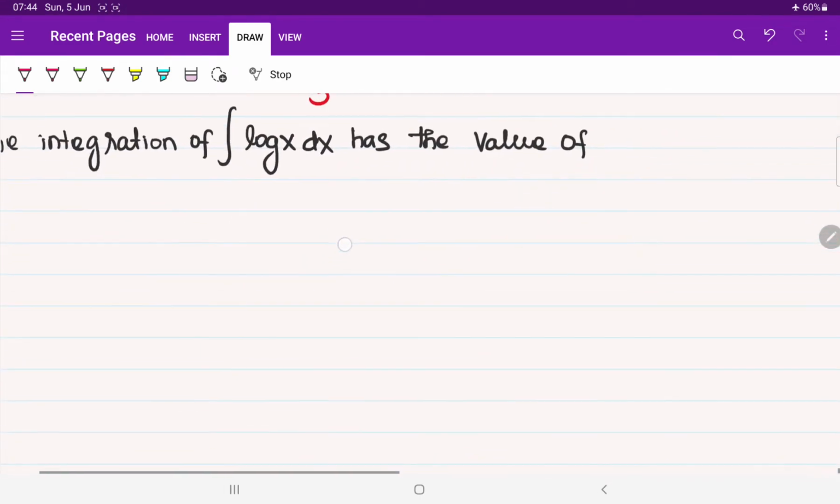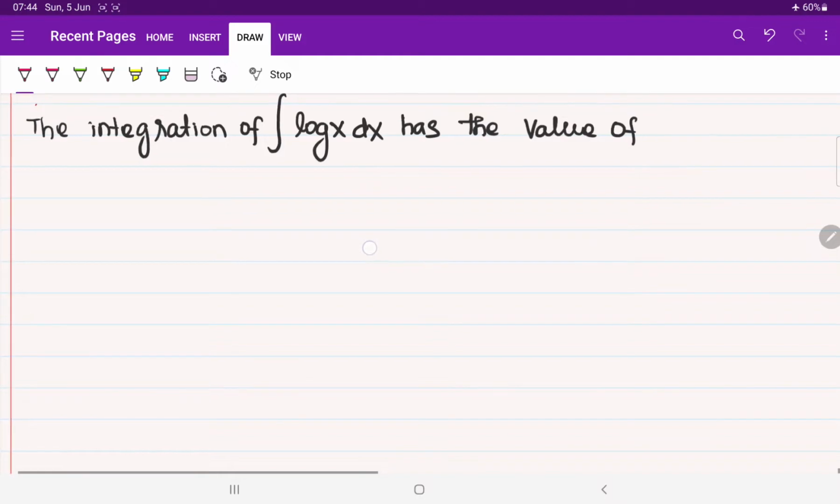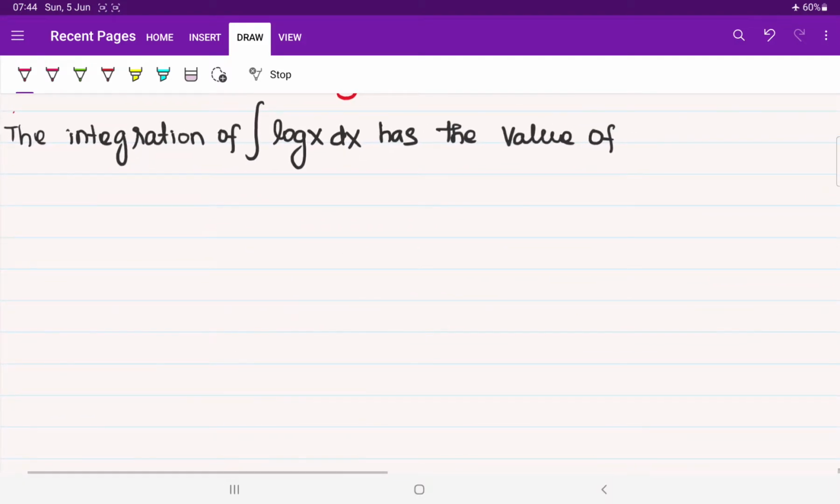Now, if you observe the new question, there are no limits. They have simply given: you are requested to calculate the integration of log x into dx as the value of dash. Sir, what is the difference between the previous question and this question?